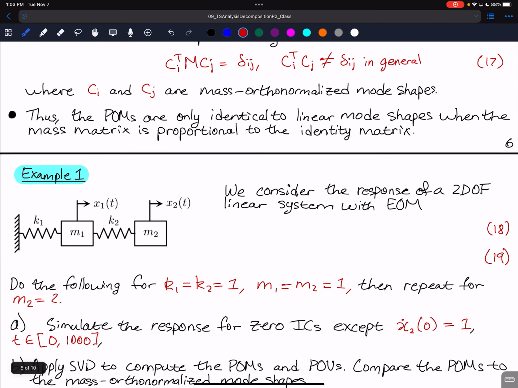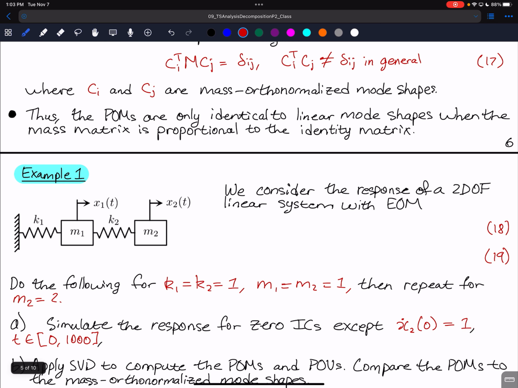So we're going to take a look at an example here, which is just a 2-degree-of-freedom system without any damping in it. I'm going to write down the equations of motion, and then we're going to look at some simulations and look at the palms based on those simulations.